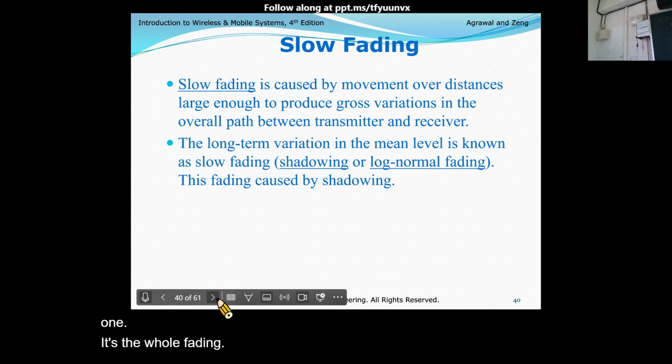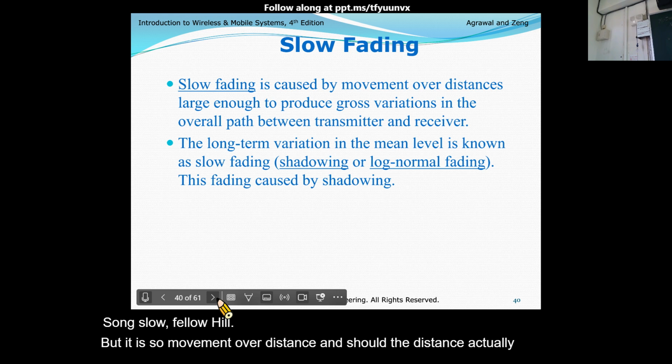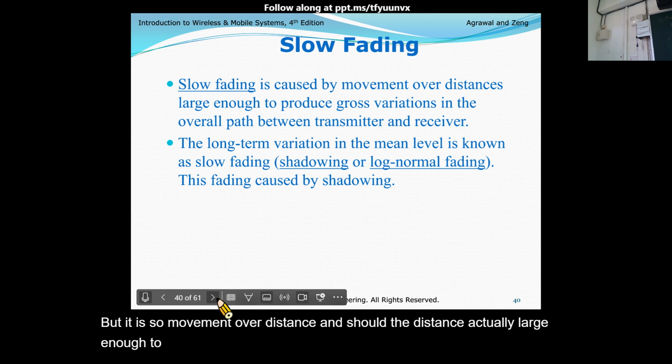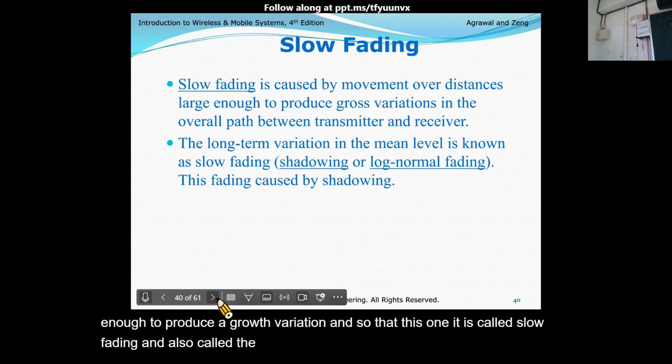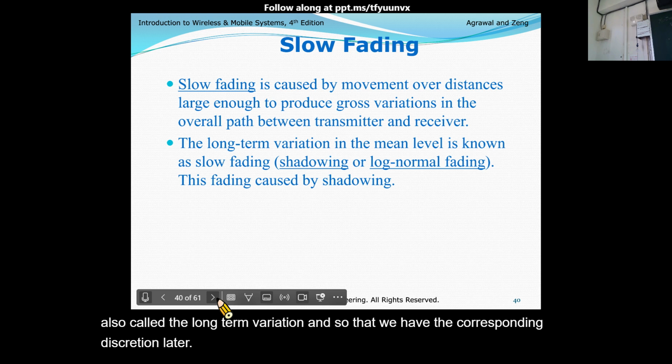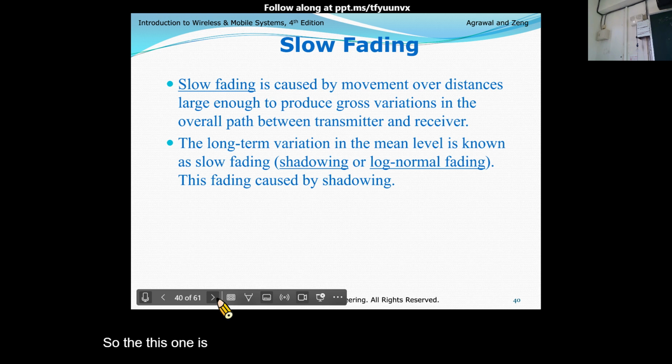So slow fading here. You can check what it means: slow fading is caused by movement over distance, and the distance is actually large enough to produce growth variation. So this one is called slow fading, and also called the long-term variation. We will have the corresponding description later. This one is long-term, and we also call it shadowing or log normal fading.